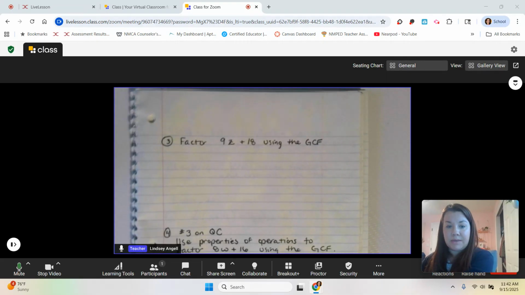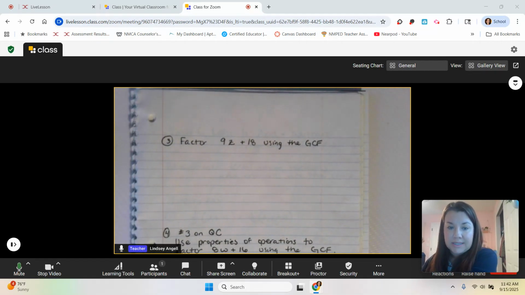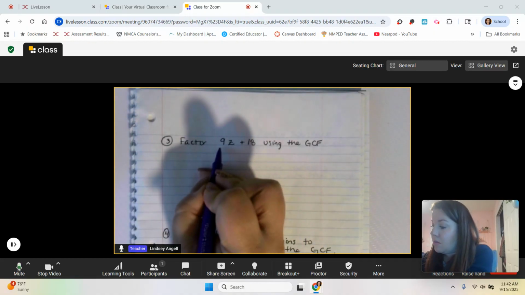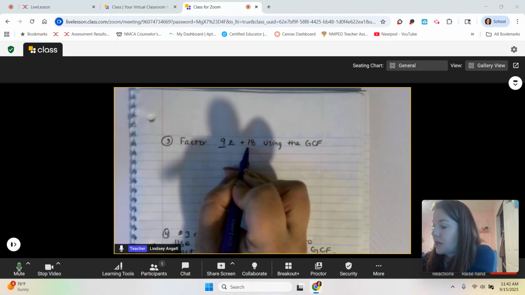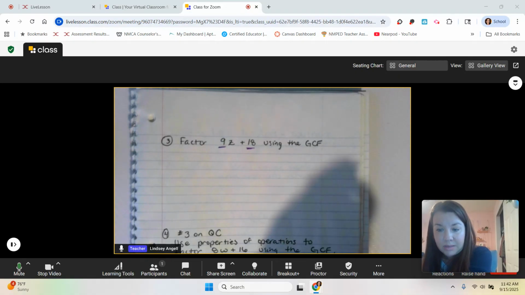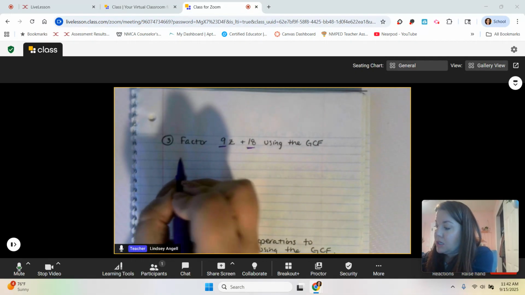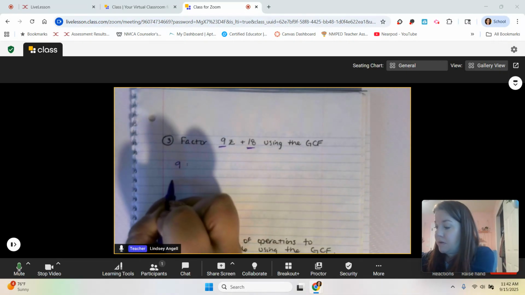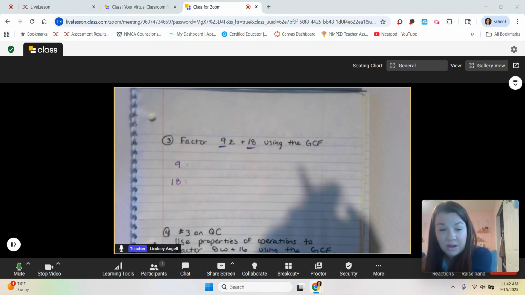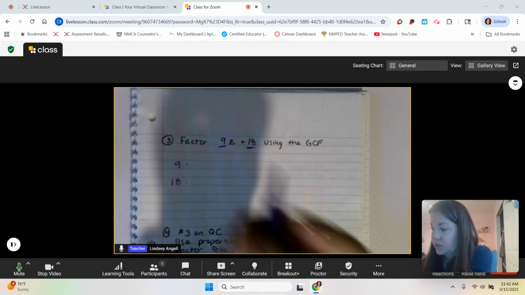So this next one, it says factor 9z plus 18 using the greatest common factor. So again, we need to look for what do 9 and 18 have in common? What can they both be divided by? Which means, like, what are their common factors? So again, if you need to, set up your lists. When numbers get bigger, though, that's harder to do.